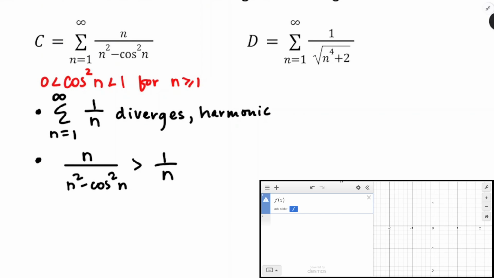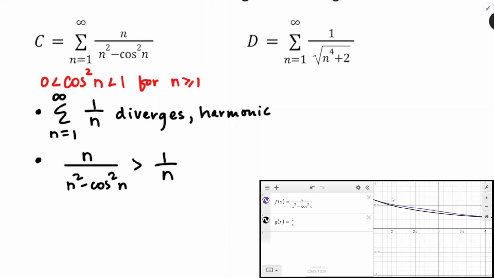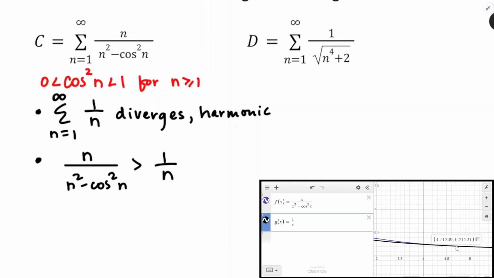All right, so I'm just going to do f of x equals x over x squared minus cosine squared x. Interesting function. Okay, so there is some place where that happens. I guess that's not totally surprising. Oh yeah, definitely. I can see there would be two places. And then g of x equals 1 over x. Okay, so there's a place where they're equal here, then another place where they're equal.